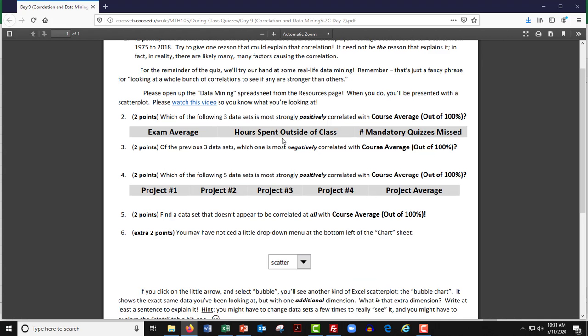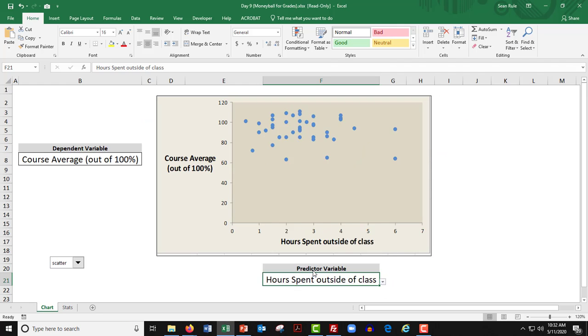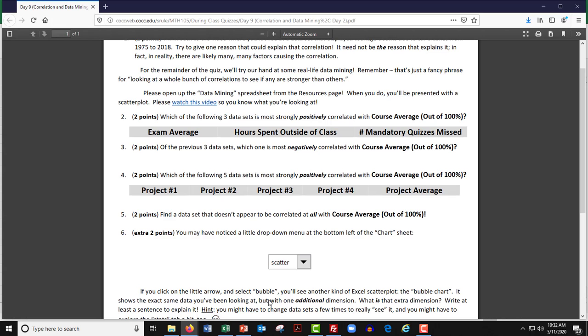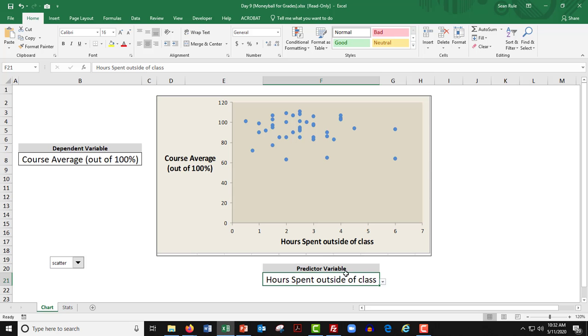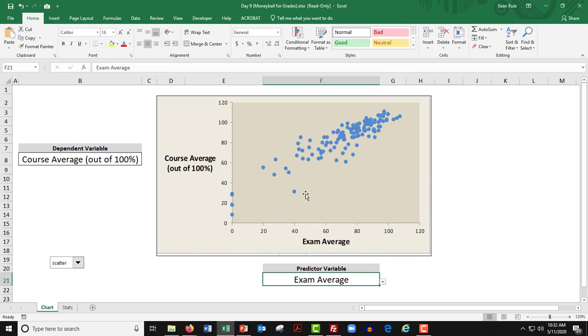Okay, cool. I forgot the other two now. Hours spent outside of class. This was a fun one I collected a couple terms ago. Oh, no, not much of a correlation there. If anything, it's trending downward, which is interesting, but I would call that not really a correlation at all. So far, exam average looks the best, and the last one was number of mandatory quizzes missed. Oh, and that's most definitely a negative correlation. Yeah, which makes sense. The more quizzes you miss, the worse you should do in the class. I mean, honestly, if you're using quizzes to assess your knowledge of the topics. All right, cool. So I think exam average, I think that was the one that most highly positively correlates.